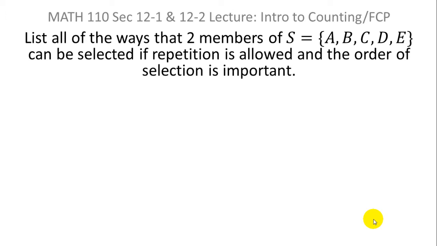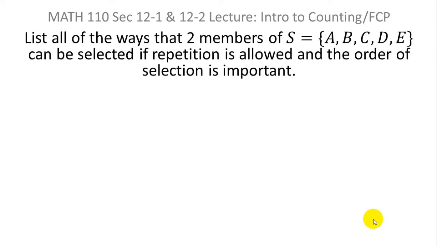Let's move on to something that requires maybe a little bit more thought. This example says, list all the ways that 2 members of the set consisting of the elements A, B, C, D, E can be selected if repetition is allowed and the order of selection is important.